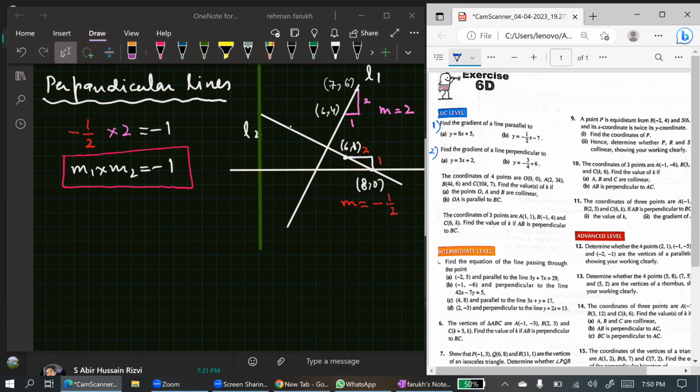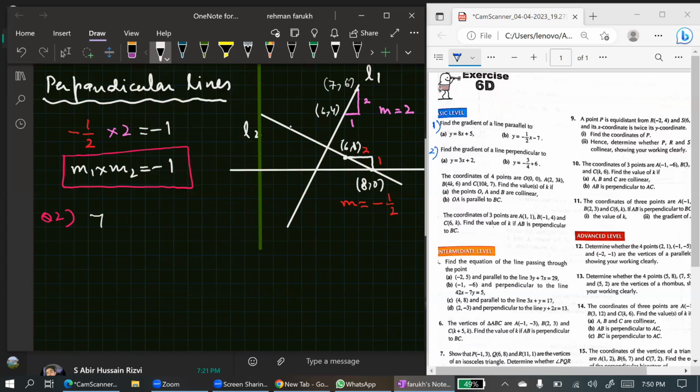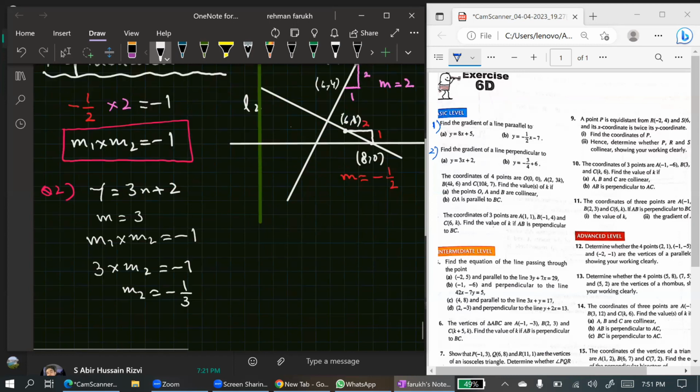Now, question number 2. Find the gradient of the line perpendicular to y is equal to 3x plus 2. The equation is given. We will convert the line into y is equal to mx plus c form. It is already in that form. The coefficient of x is the gradient, that is m is equal to 3. Now we want to find the gradient of the perpendicular line. The relationship is m1 into m2 is equal to minus 1. We put 3 at the place of m1 and make m2 the subject. Minus 1 over 3 is the gradient of the perpendicular line.